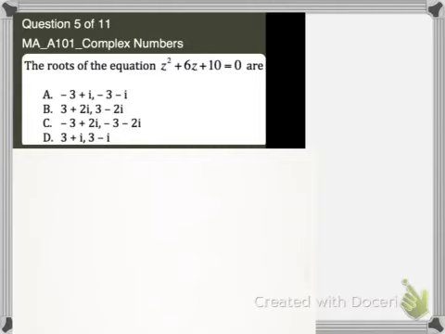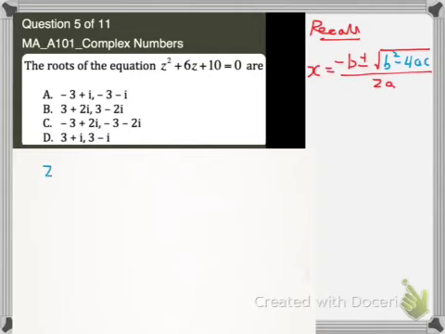Now here's question number 5. Look at this question, finding the roots. This means we are actually solving a quadratic equation. So first we need to recall the quadratic formula for solving a quadratic equation. Now we apply this, instead of x, we use z.